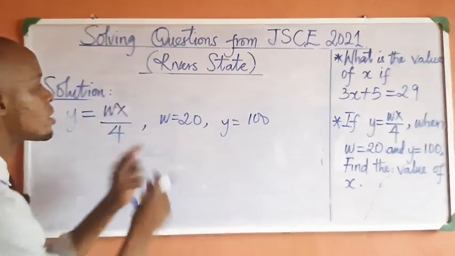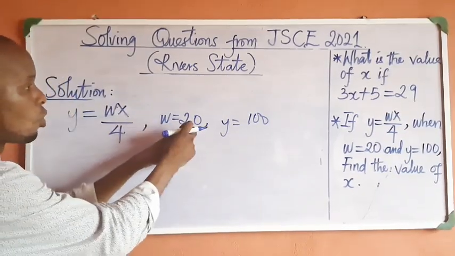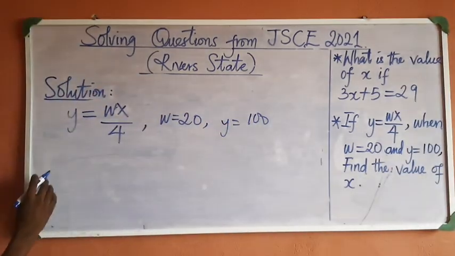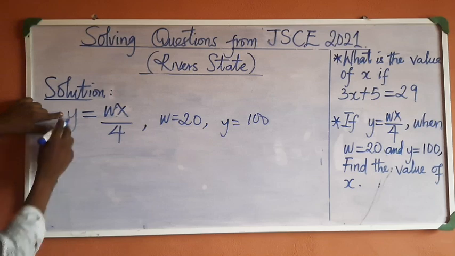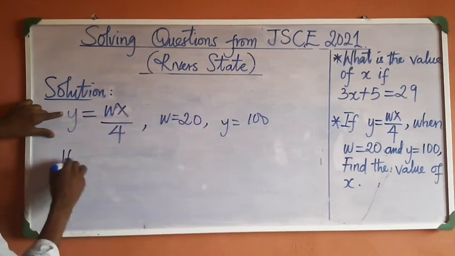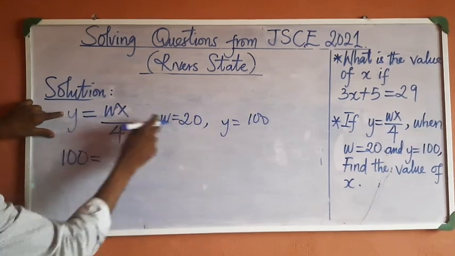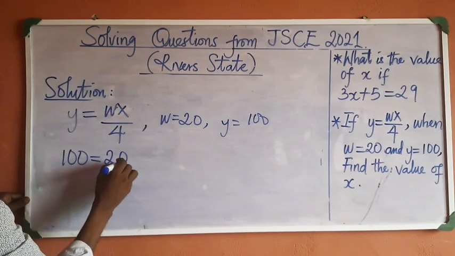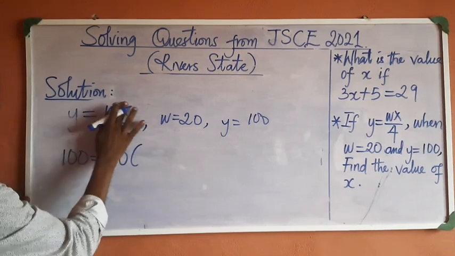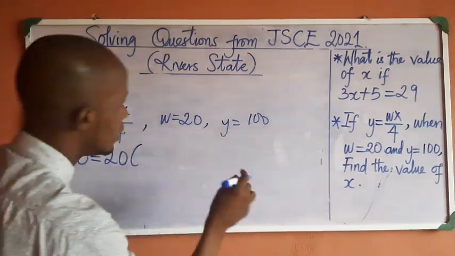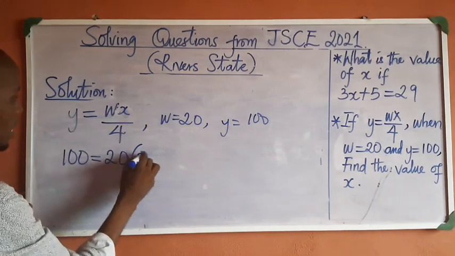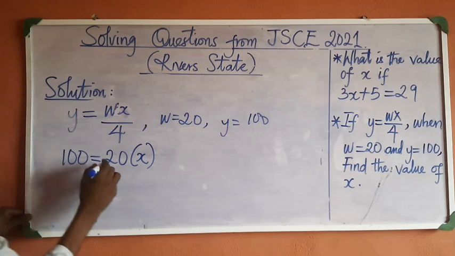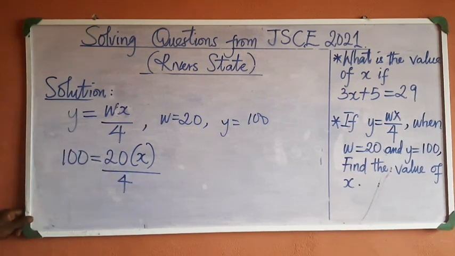Meaning that wherever you see W in the question, change it to 20. Wherever you see Y in the question, change it to 100. So we proceed. You can see that we see Y here, so this Y is replaced with 100, equals W is replaced with 20. And then I have it's x actually. Yes, it's x. I have my x in the bracket so that it doesn't look like a multiplication table, all over 4.